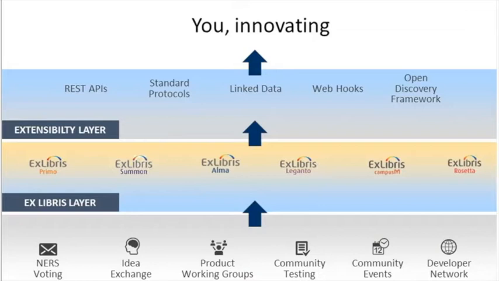And then on top of this, we have the extensibility layer. Here, we're offering our REST APIs. We're offering systems that work according to standard protocols. We're offering new initiatives, including linked data. We're offering new technology, including webhooks. And we're offering openness in a very big way. An example of this, our open discovery framework. And on top is, I guess, the most important layer. The most important layer is the library, is the community, is our customers, is people who are interested in our products, actually innovating and doing things with our solutions.